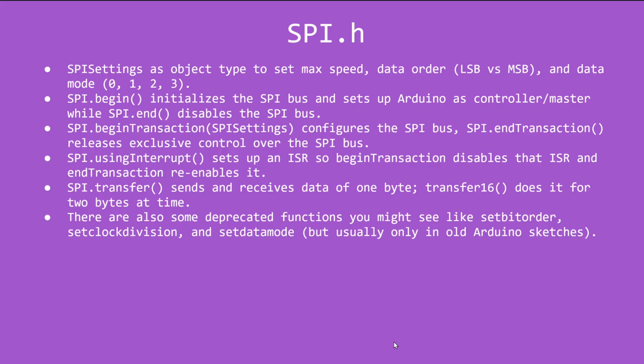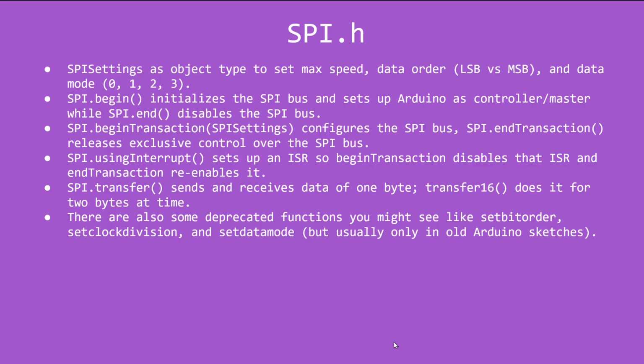And then we have SPI. There's more complexity to this. You can set up SPI settings as an object. Originally, you would use particular functions. This is deprecated. Still works, but you'll see it in old Arduino sketches. Better just use the object method. You set max speed, your data order, which is least significant byte or most significant byte, and your data mode. If you remember from earlier videos, there's 4 different data modes that SPI can work on. Mode 0 is probably the safest.